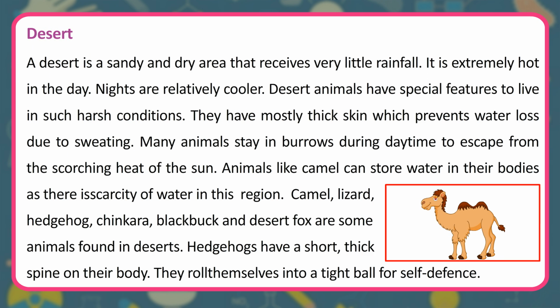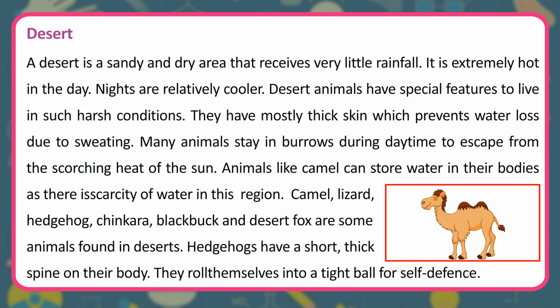Desert. A desert is a sandy and dry area that receives very little rainfall. It is extremely hot in the day. Nights are relatively cooler. Desert animals have special features to live in such harsh conditions. They have mostly thick skin which prevents water loss due to sweating. Many animals stay in burrows during daytime to escape from the scorching heat of the sun.